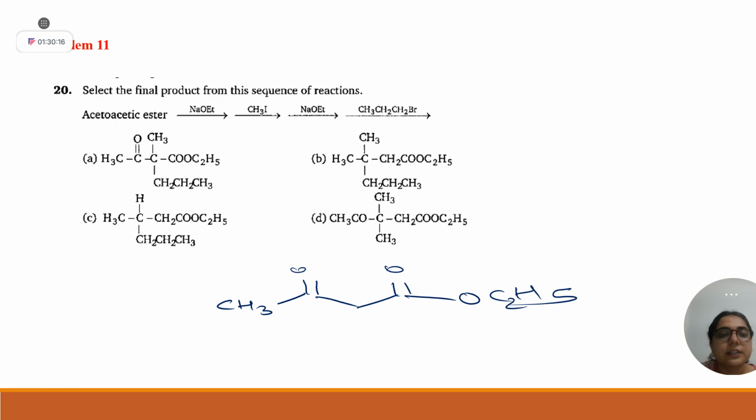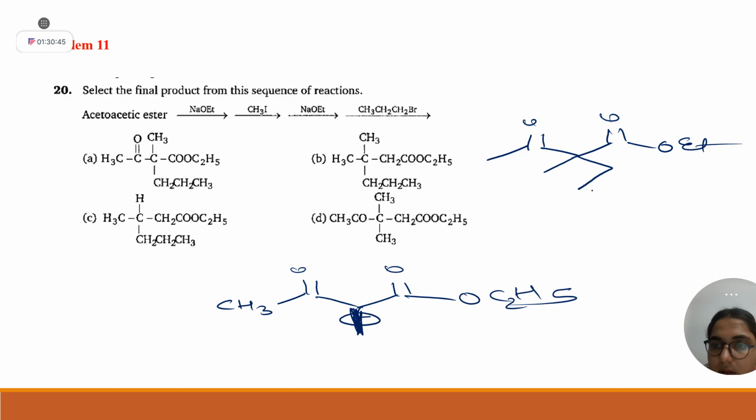So first they are saying sodium ethoxide. We know it will abstract a proton. Then they are saying CH3I, so CH3 will form. Understood, students, till this point? Yes, ma'am. Again they are saying base is there, so again they are alkylating it. So one possibility is this, with OEt. One is your methyl, one is your propyl. Clear? Is this option available anywhere? CH3CO, CH3, propyl.